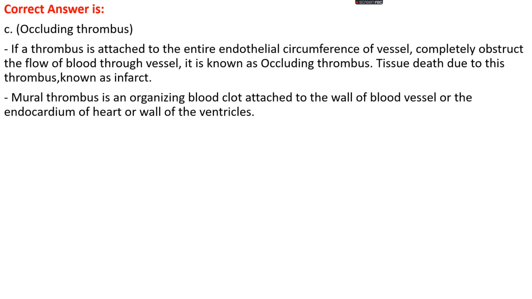Tissue death due to this thrombus is known as infarction, because of lack of blood supply to the tissue. And a mural thrombus is just an organized blood clot located in the heart, attached to the wall of the blood vessels, the endocardium of the heart, or the wall of the ventricles. Such a thrombus is known as a mural thrombus.